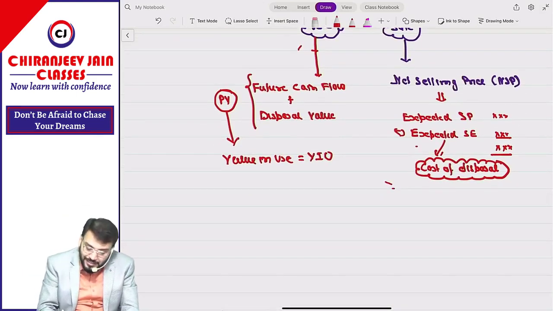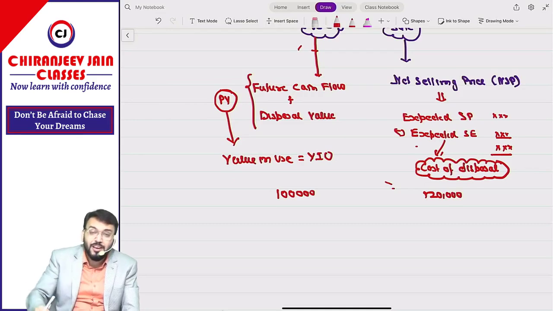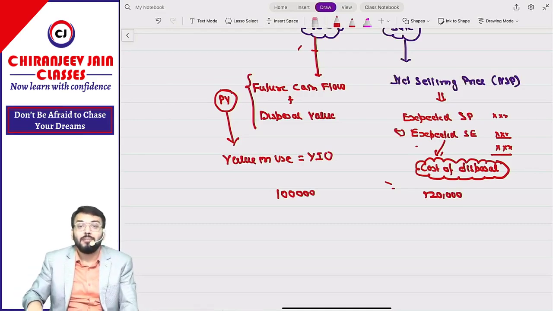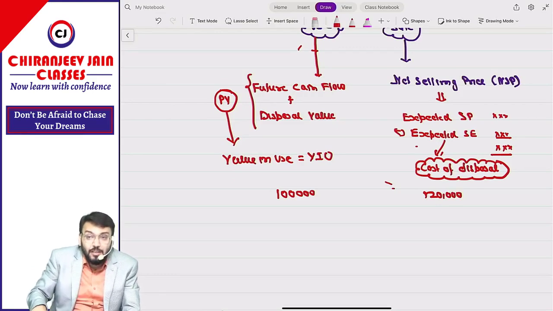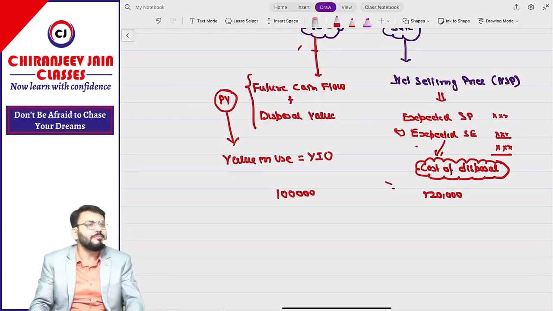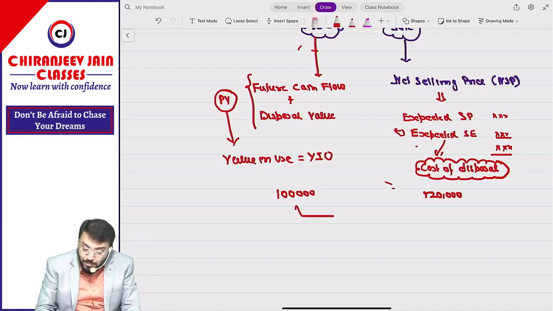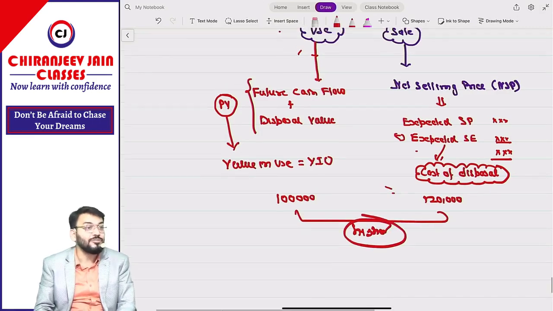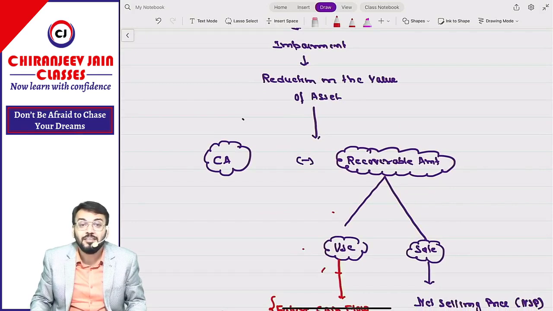That I was asking. Let's say this is 1 lakh and this is 1,20,000. My question to you all: if you are getting 1,20,000 by sale and 1 lakh by use, whether you will opt sale or use? Sale only. It means it will be lower or higher? Higher. So it should be always what? Higher. Understood? Correct. So recoverable amount means what?